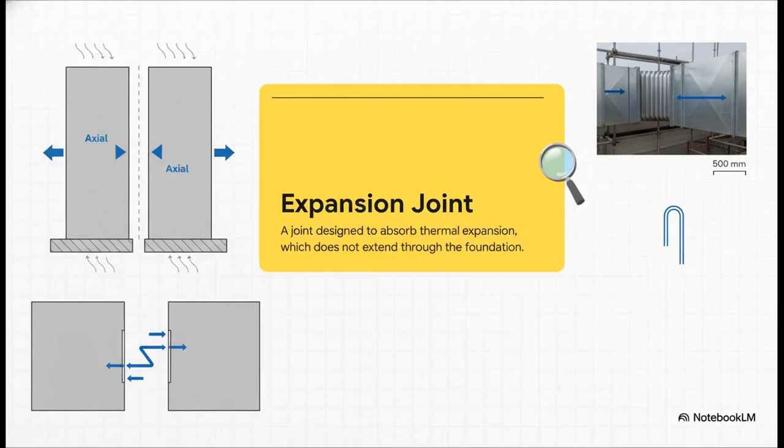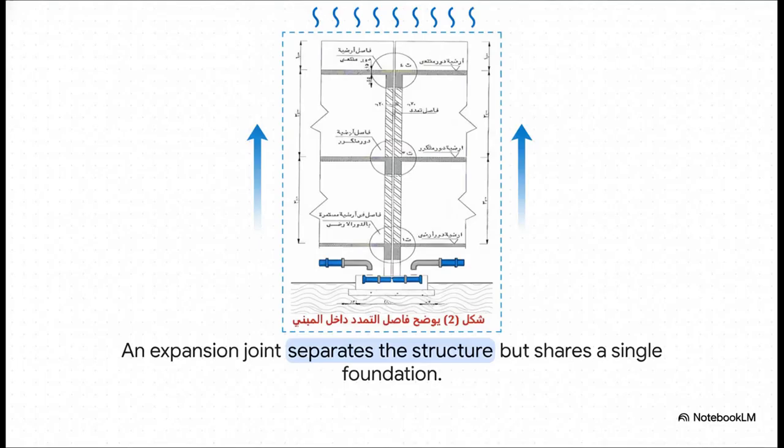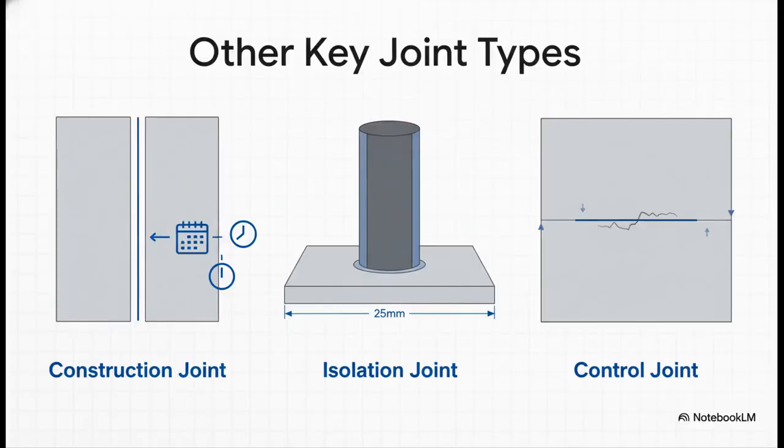Next up, we've got the one you're probably going to see on almost every project, the expansion joint. Its main job is to deal with all that daily expanding and contracting that happens because of temperature changes. And check this out. This is the key difference from a settlement joint. Notice how the separation starts above the foundation? That's because those temperature swings don't have as much of an effect underground, so you can often get away with a single shared foundation. And it doesn't stop there.